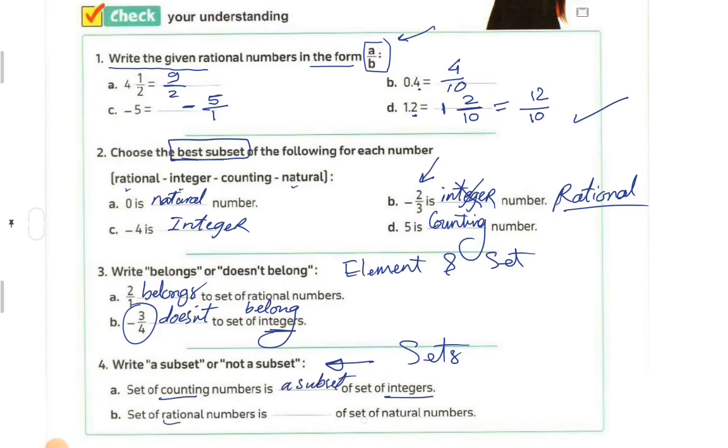Okay. Rational number and natural number. Is rational number the biggest group? Is it a part of natural number? Of course not. So, of course, rational number is not a subset of natural number, and it's the end of the check.